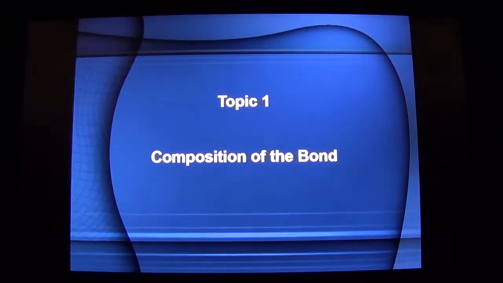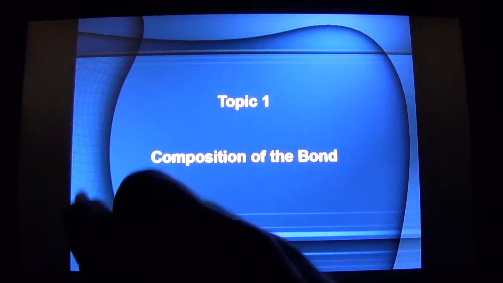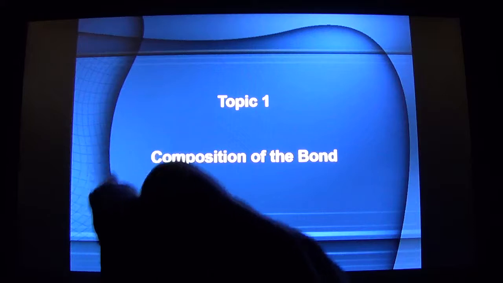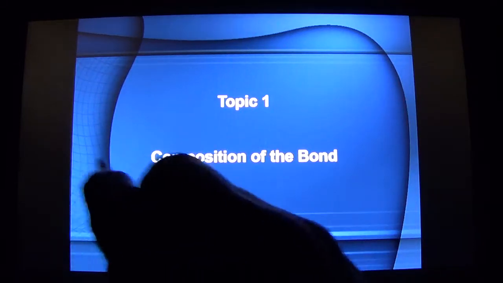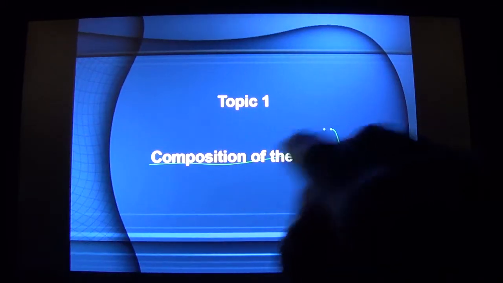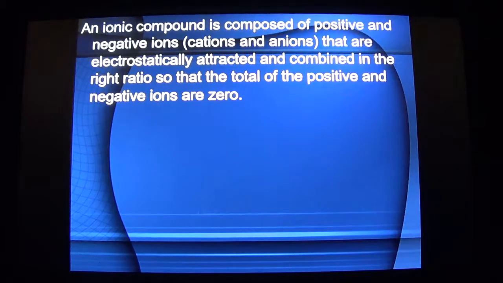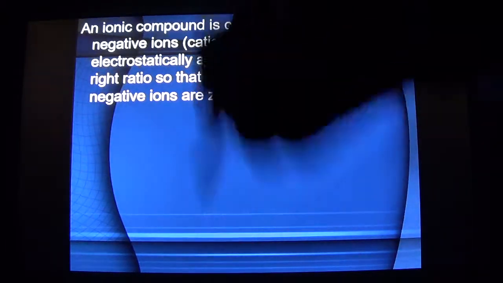Okay. Our first topic is composition of the bond. So in the first space right below that far left column, you write in composition of the bond. That's what goes in that first column on the far left. Composition of the bond. Those words literally right there. Okay. Now you move to the ionic column.